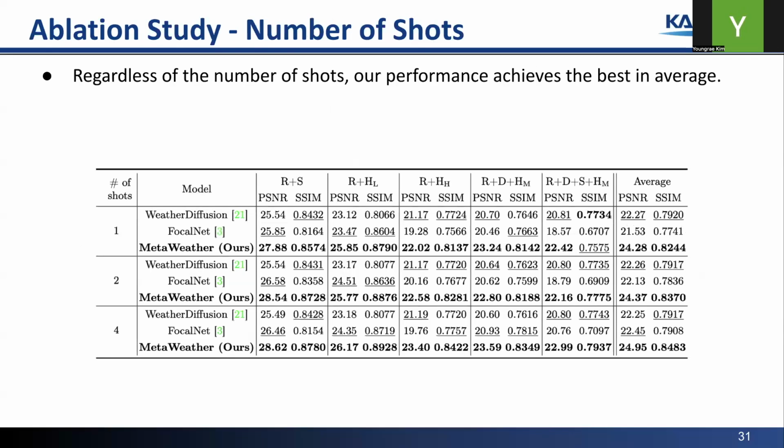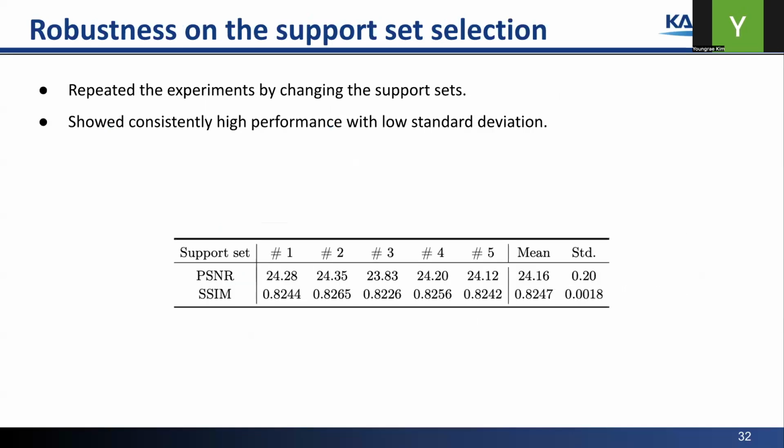This slide demonstrates that our model achieves the highest performance regardless of the number of support sets. Next, to demonstrate the robustness of support set selection, we conducted experiments by repeatedly changing the support set. The results show that the standard deviation is very small, confirming that the model is robust to variations in the support set.